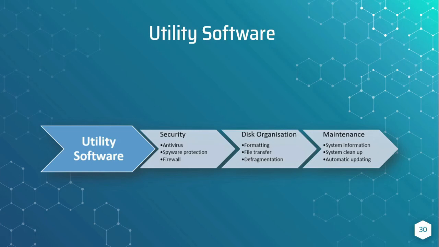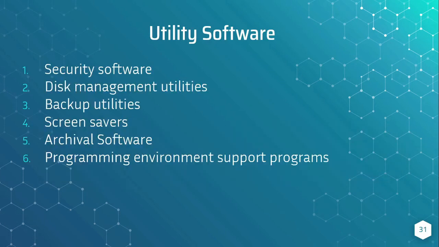Six types of utility software can describe the majority of utility programs, although there is no formal categorization system for such programs. Utility software is composed of security software, disk management utilities, backup utilities, screensavers, archival software, and programming environment support programs.